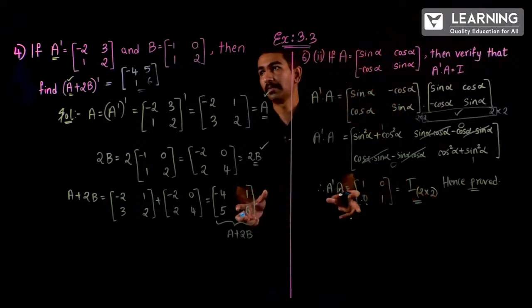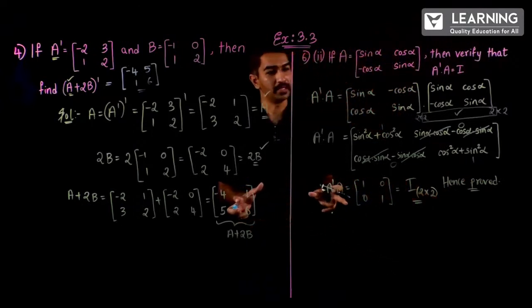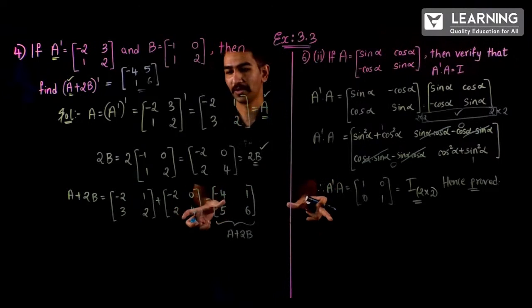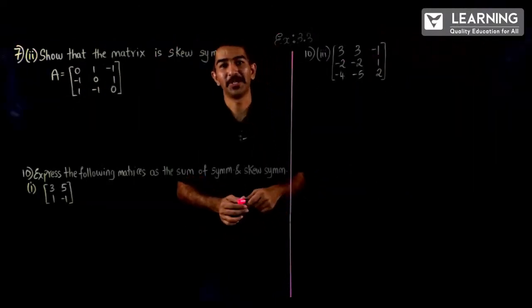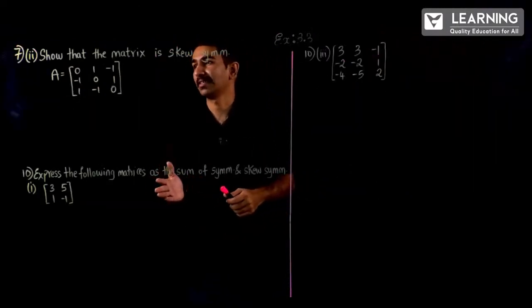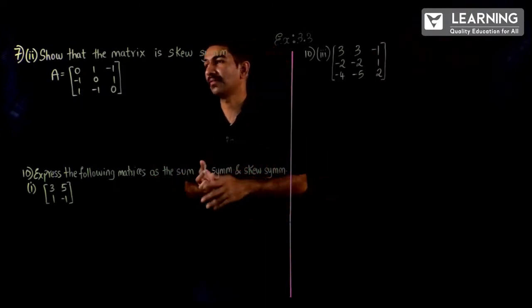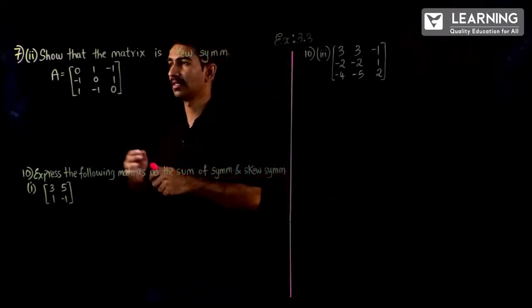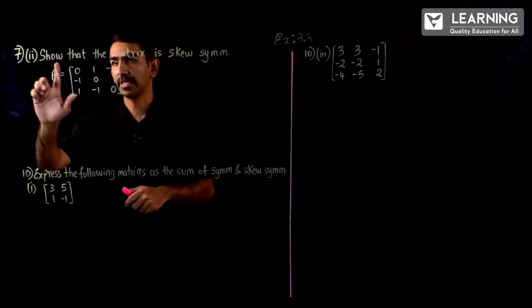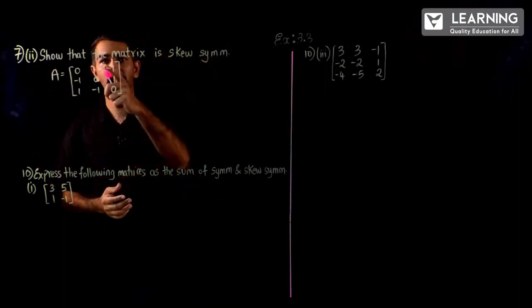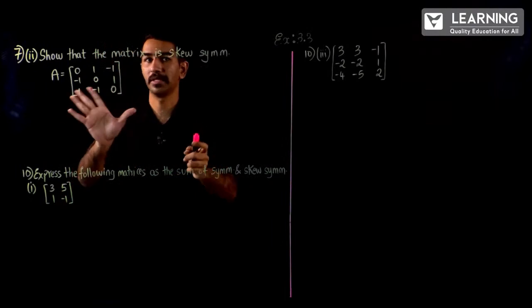Okay, so these both are the important questions of exercise 3.3. Moving on to the next question. I hope you have understood this. Okay students, moving on to the next question. Next set of important questions under exercise 3.3 only. The next question which we have taken here on this board is question number 7, second sub question, and here the question is show that the matrix is a skew symmetric matrix.